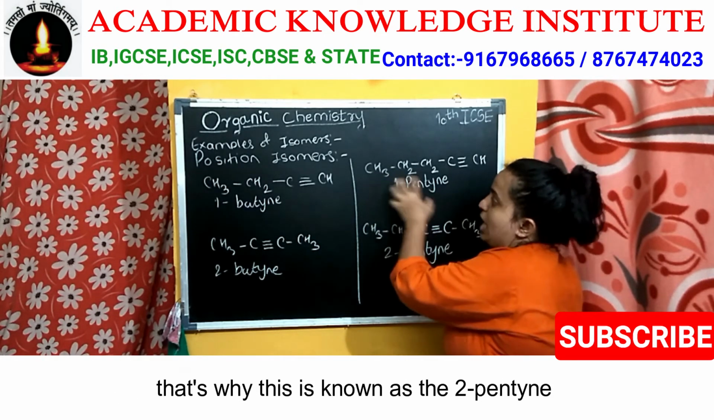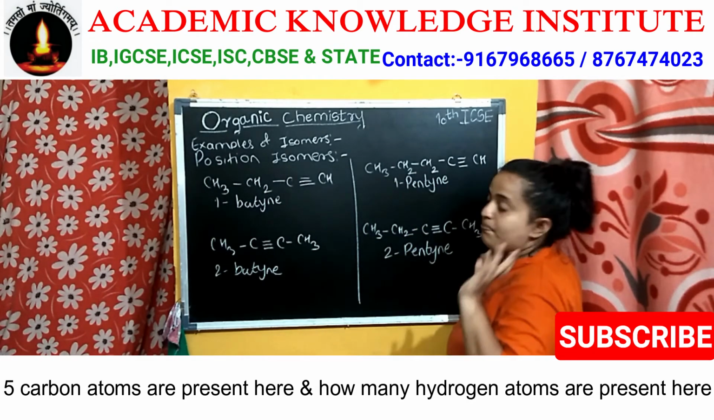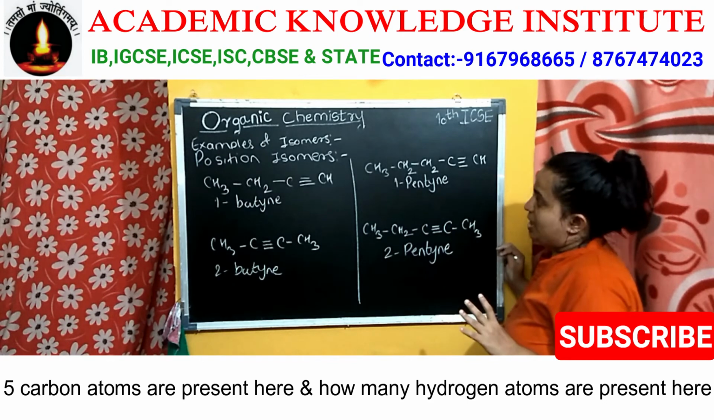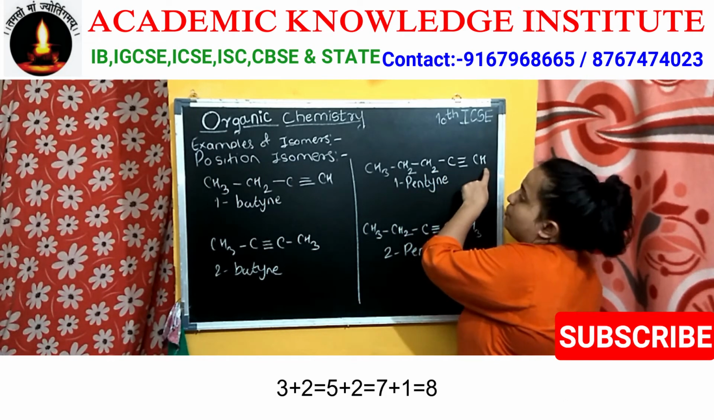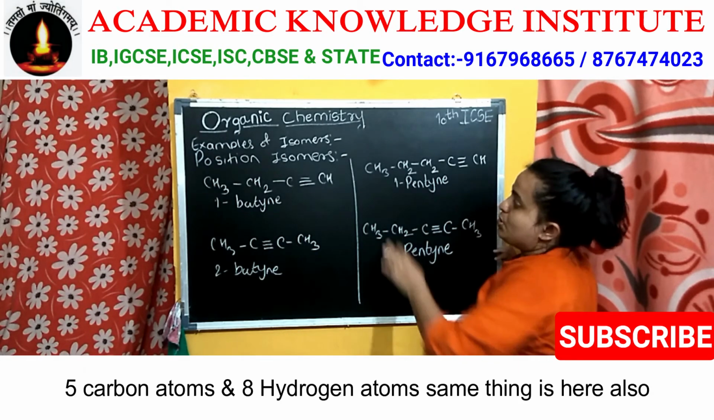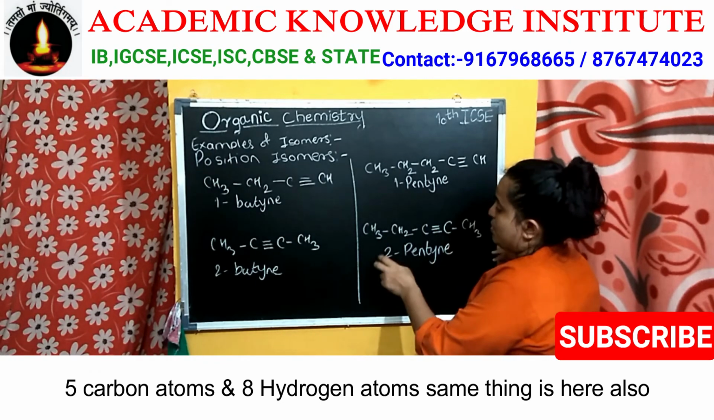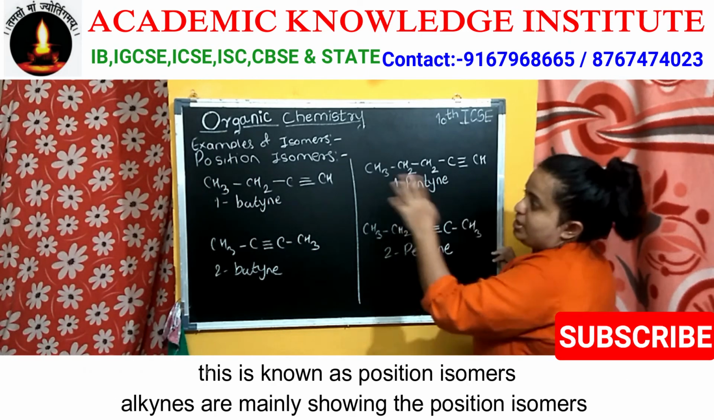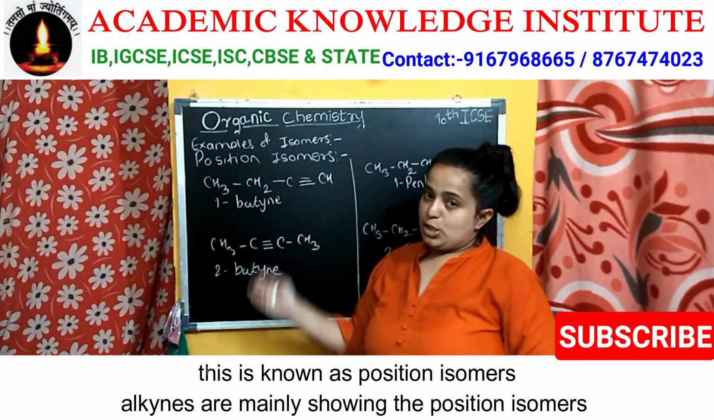Getting? If you check how many carbon atoms are present, these are 5 carbon atoms, and how many hydrogen atoms are present here? 3 plus 2, 5. 5 plus 2, 7. 7 plus 1, that is 8. So 5 carbon atoms and 8 hydrogen atoms. The same thing is here also. So this is known as position isomers. Alkynes mainly show position isomers only.